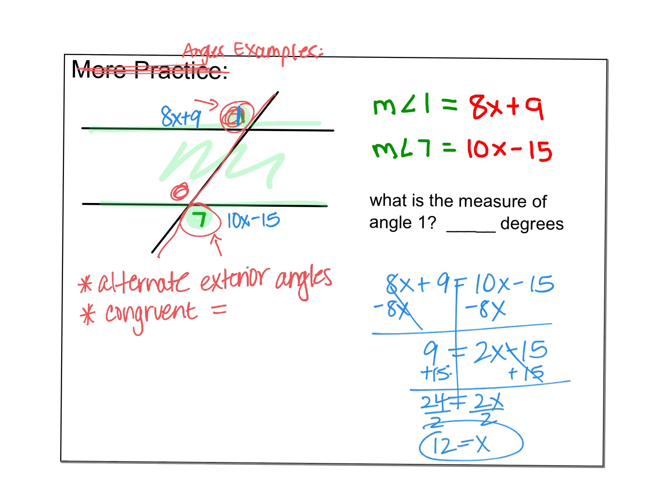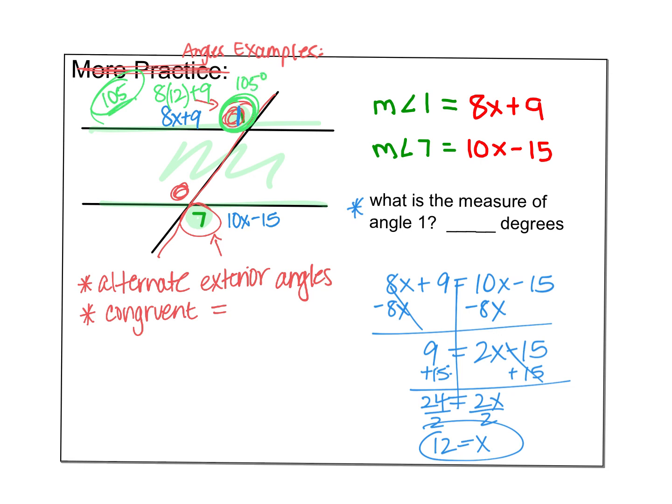Now, that is not my answer. The question says, what is the measure of angle 1? Well, if I go back to angle 1 here, this is angle 1 up here, I'm going to do 8 times 12 plus 9. And if I work that out, I get 105. So this angle measures 105 degrees.